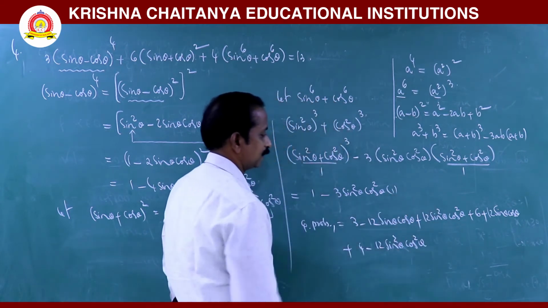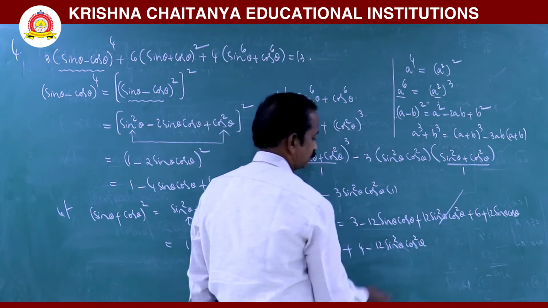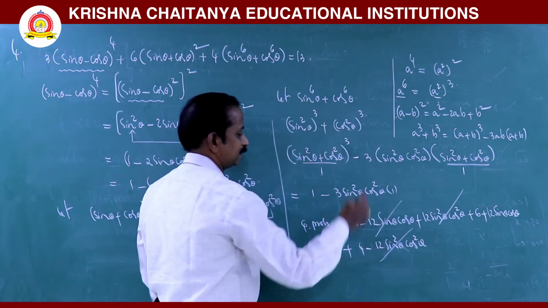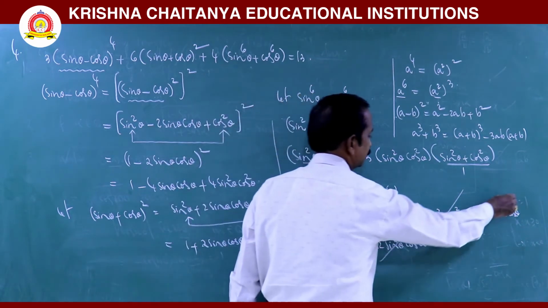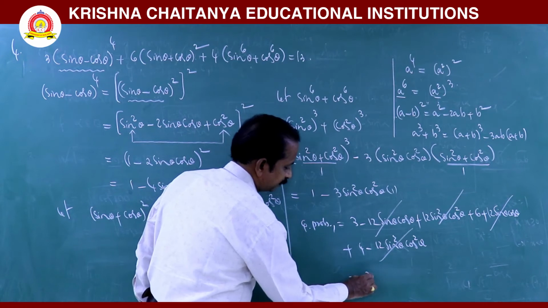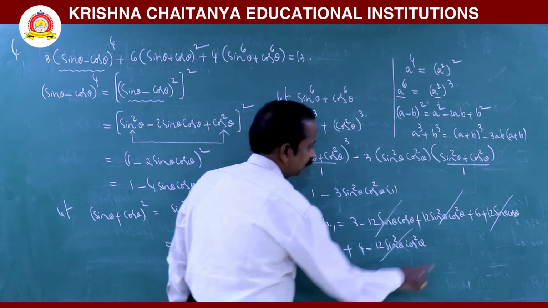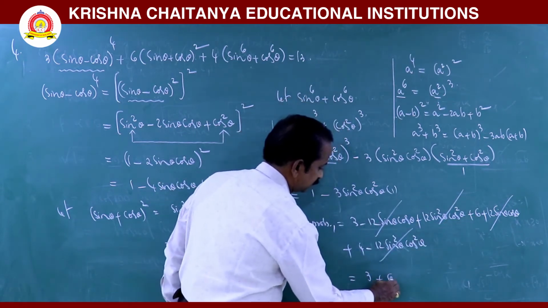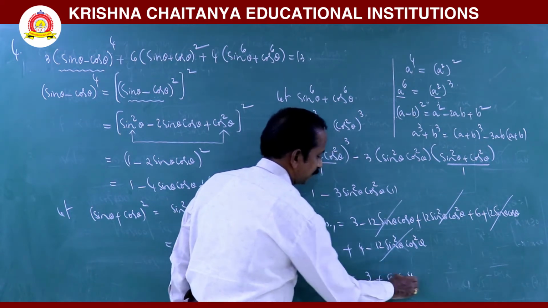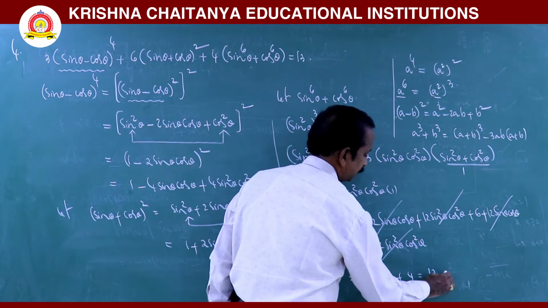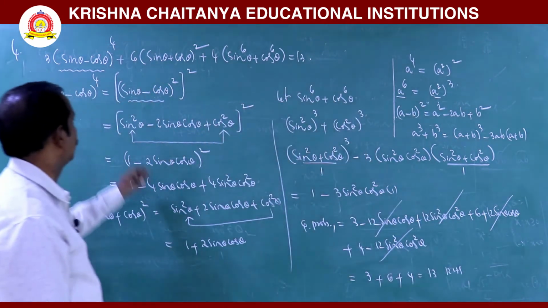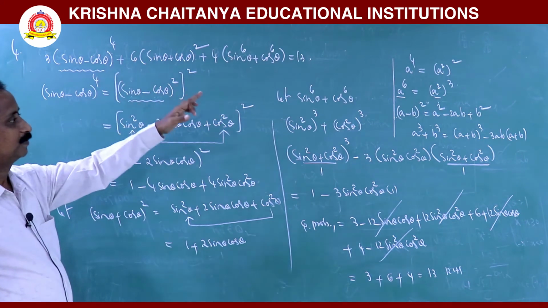And then observe, plus 12 sin square theta cos square theta and minus 12 sin square theta cos square theta are getting cancelled, and plus 12 sin theta cos theta, this is minus, this is plus, they are getting cancelled. The remaining constants are 3, here 6, and here 4. So 9 plus 4 is 13. Therefore LHS is equal to RHS. So the answer of this problem should be 13.